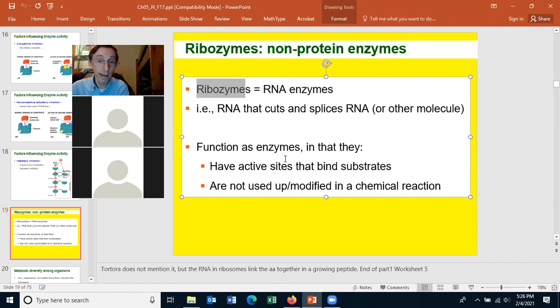They function as enzymes in that the RNA actually has an active site that binds to the substrate, and the enzyme is not used up or modified in the chemical reaction. So once that RNA enzyme has made the product, that RNA enzyme is then free to bind to another substrate and work as an enzyme again. Okay, any questions about that?